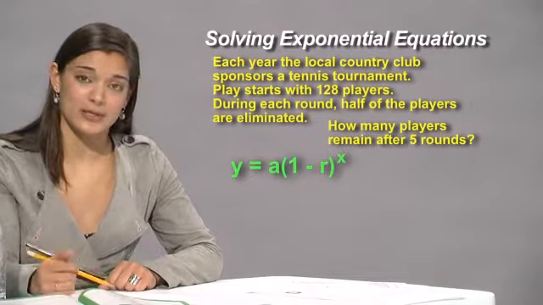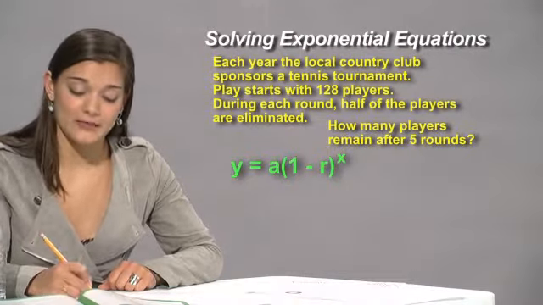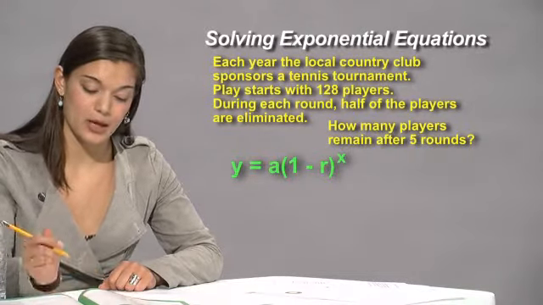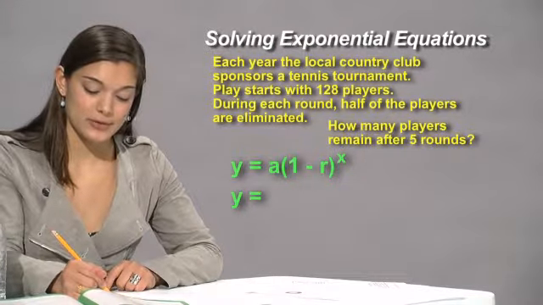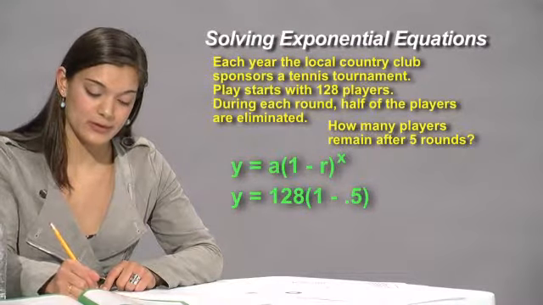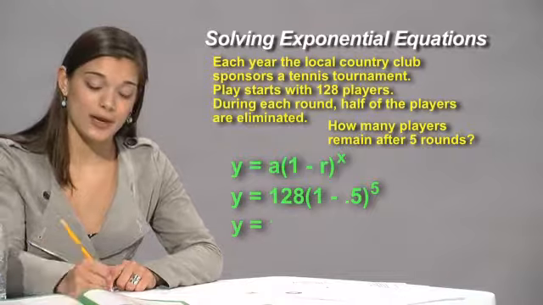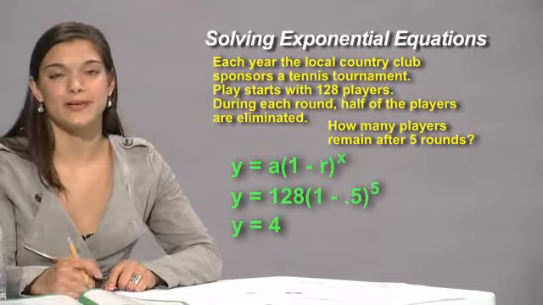We know that there are initially 128 players, and that's the a, and there are 5 rounds, or intervals, so x equals 5. We can now plug everything in to get y equals 128 times 1 minus 0.5 to the 5th power. We plug that into a calculator, we get y equals 4. That means that there will only be 4 players left after 5 rounds.